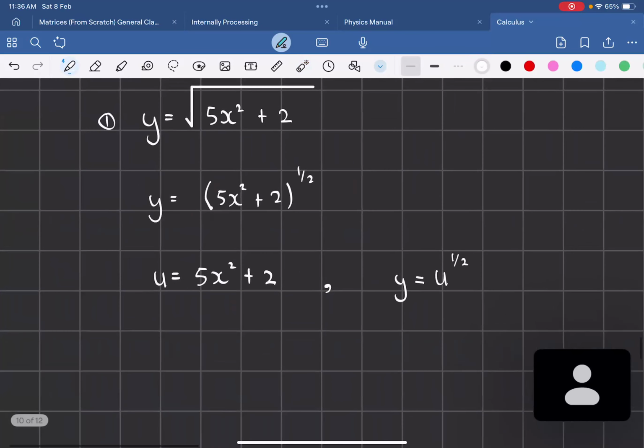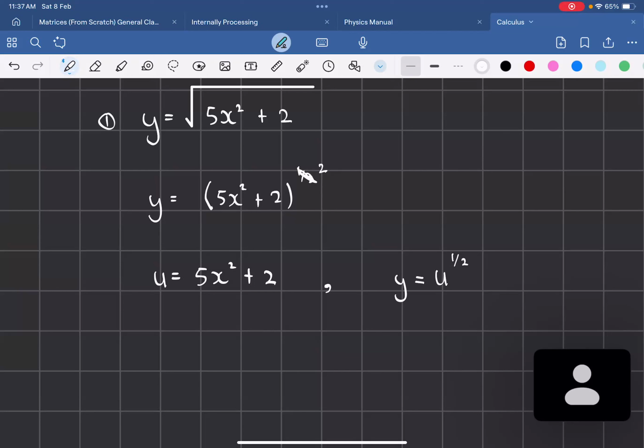I could just expand this. Kiara, do you know how to expand something that's to the power of half? No. Probably not, you can't do it. What if it was to the power of 2, like 5x squared plus 2, all to the power of 2? And we can expand that.